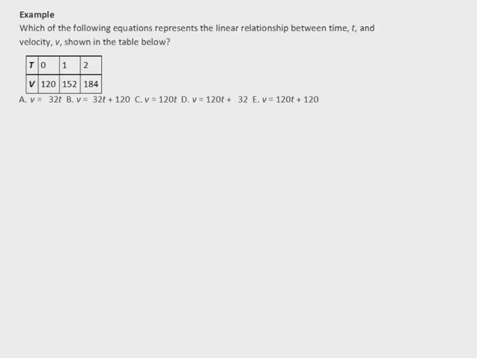Which of the following equations represents the linear relationship between time t and velocity v shown in the table below? Okay, interesting. So what are they saying in this table? They're saying when the time t is 0, the velocity is 120. That's this ordered pair. When the time is 1, the velocity is 152. And when the time is 2, the velocity is 184. So we can write it as ordered pairs t, v: 0, 120; 1, 152; and 2, 184. These are the t, v pairs. And you want to find that equation which works for all three of these values.